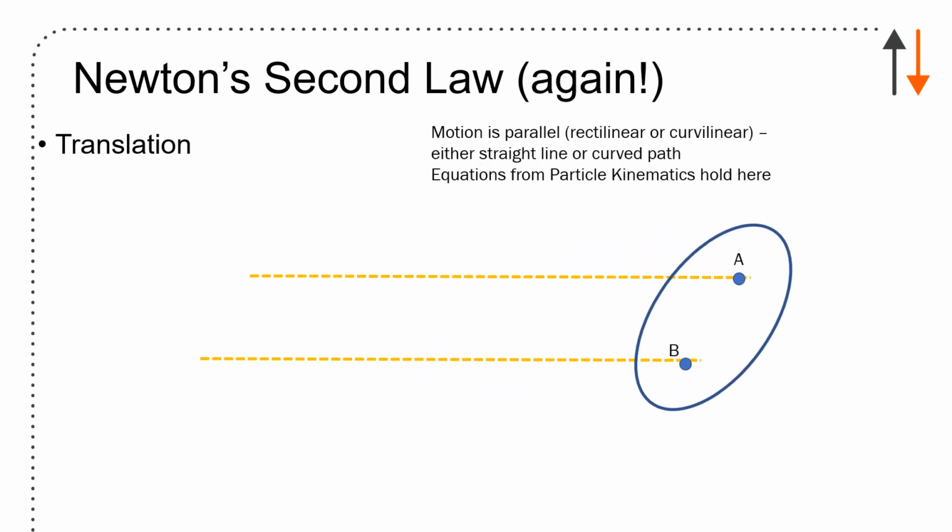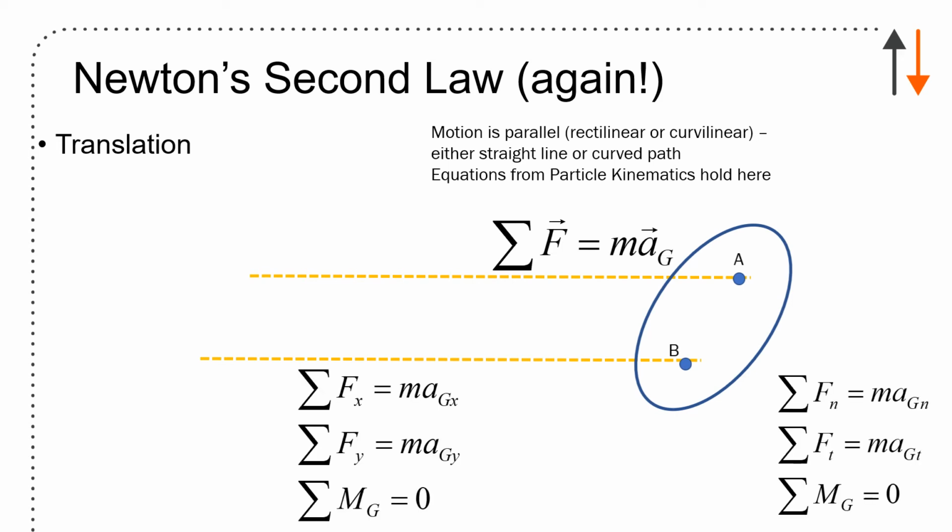Motion is parallel, rectilinear, or curvilinear. That is, again, straight line or curved path. Equations from particle kinematics still hold. And sum of forces equals mass times acceleration of G. Now the thing is that depending on the motion, if I have straight line motion, I'll use x, y, and moments about G equals 0. Some forces about the normal and tangential if I'm using curvilinear translation.